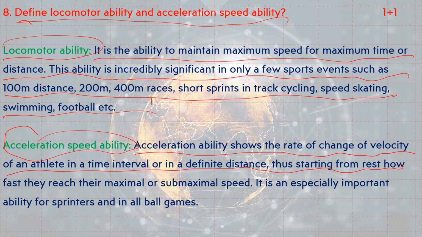Define locomotor ability and acceleration ability. What is locomotor ability? It is the ability to maintain maximum speed for maximum time or maximum distance. So you have to maintain the maximum speed for a longer duration. Acceleration ability means how much time you take to reach maximum speed.